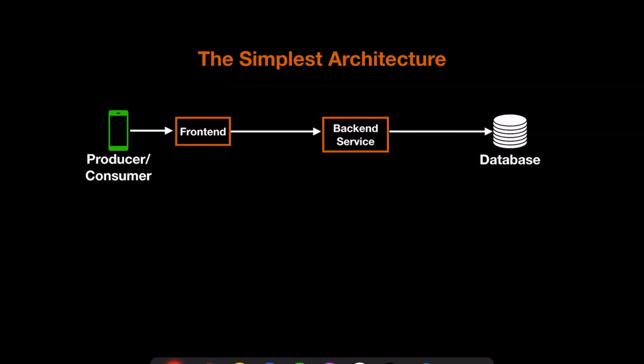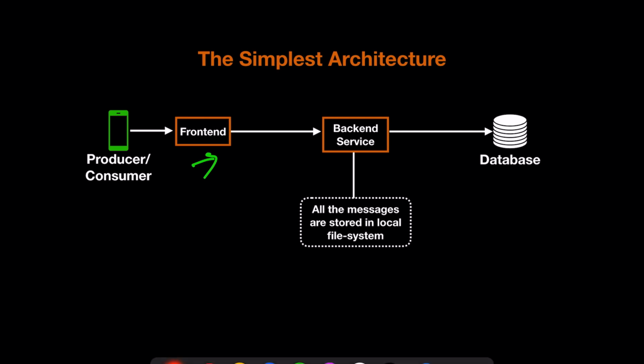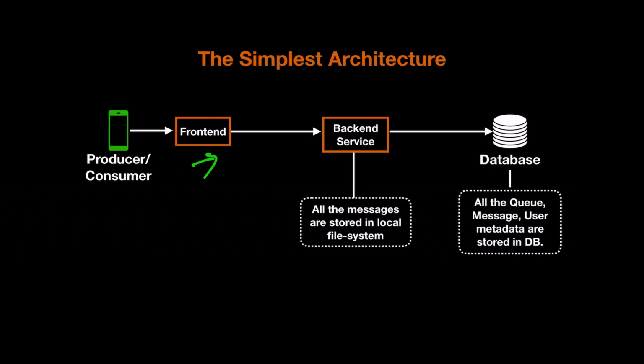What is the simplest architecture we can think about? We have a front-end service which our producer or consumer hits for all the APIs. Then the front-end service passes the request to our backend service, where we do all the calculations. For example, the backend service stores and processes the message in a local file system. Then some information we need to store in a persistent database, for example queue metadata and other things.